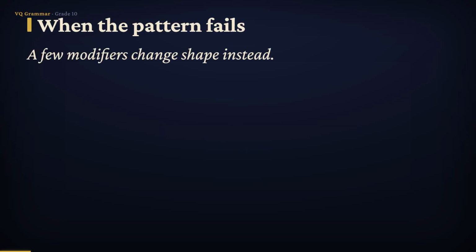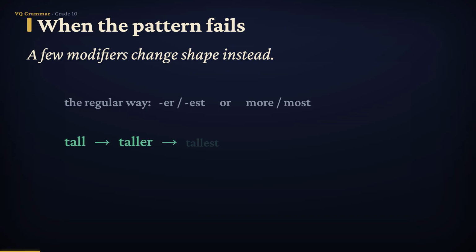Let's start with what we already know. Most modifiers follow a clear pattern. Short ones add ER and EST, and longer ones take more and most. Tall becomes taller, then tallest. Graceful becomes more graceful, then most graceful. Neat, predictable, and easy to trust.